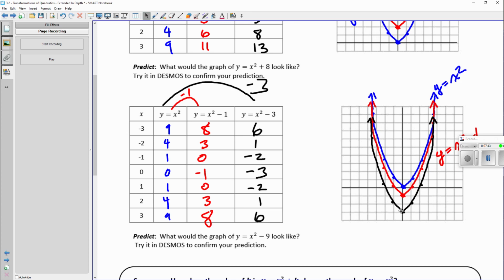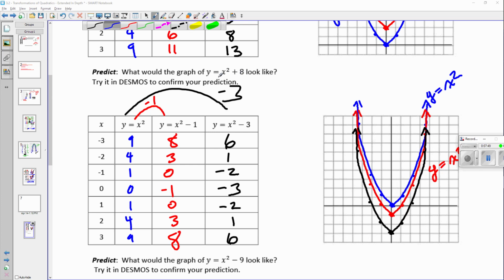Now, what I want you to do is take a look at these 2 problems. Your final challenge will be, tell me, what exactly happens when we have x squared plus 8, and what exactly happens when we have x squared minus 9? You must use the word translate to refer to either moving up or down. Okay, so pause the video, tell me what it looks like.